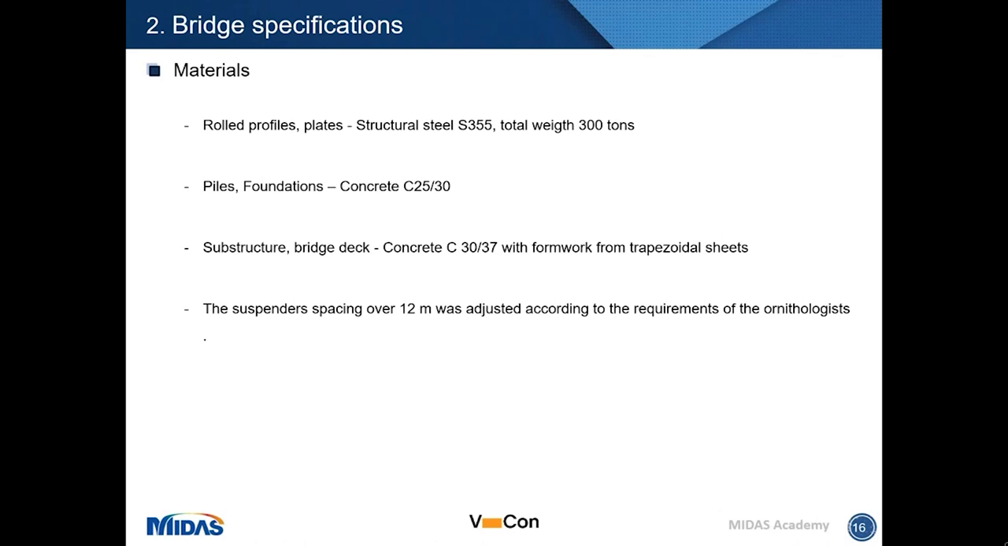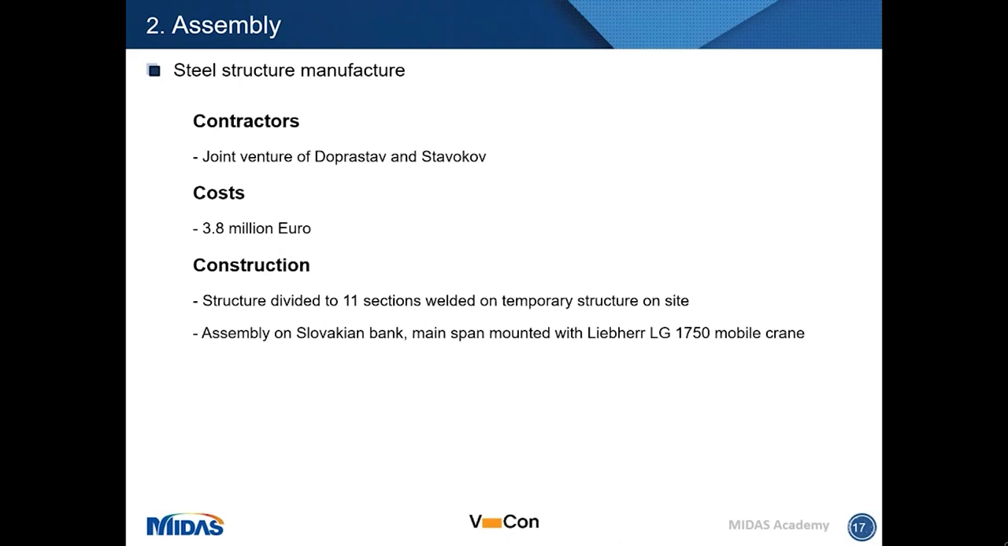The suspender spacing had to be adjusted according to requirements of ornithologists because the region is known for bird settlements. The lowest bid for execution was given by a joint venture of Slovakian constructors Dobrastav and Stavokov, with a price around 3.8 million euro. The steel structure had been manufactured in Slovakia and was transported to the building site divided into 11 sections.